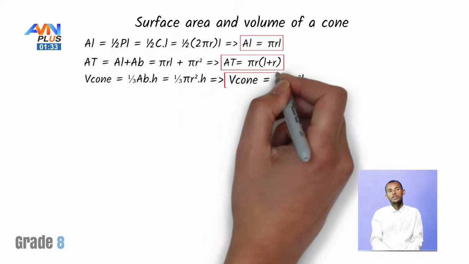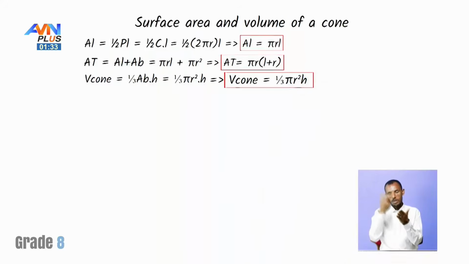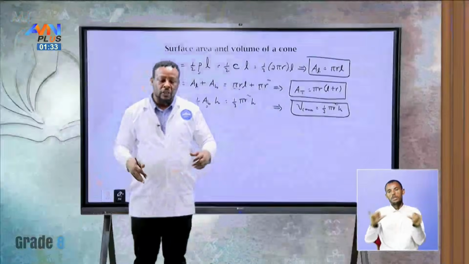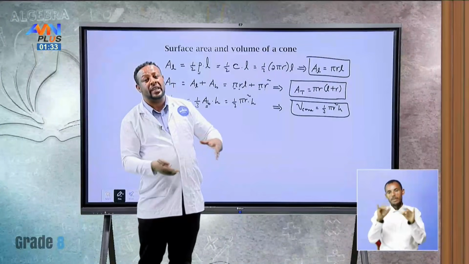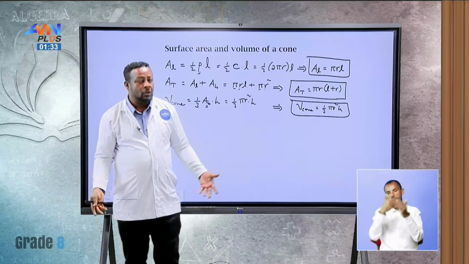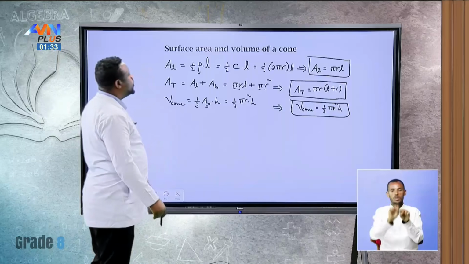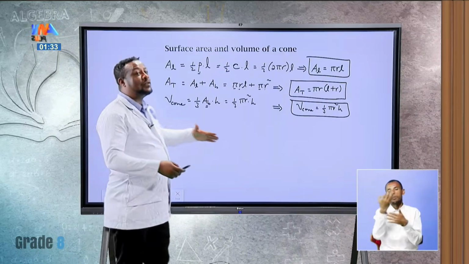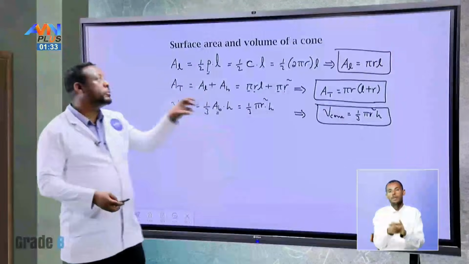We need to know these three formulas to calculate the different measurements in a cone. It can be lateral, total, or the volume. So based on these formulas, we will see different examples on measurements of a cone.